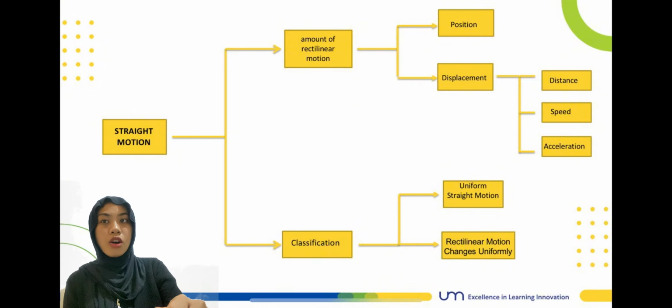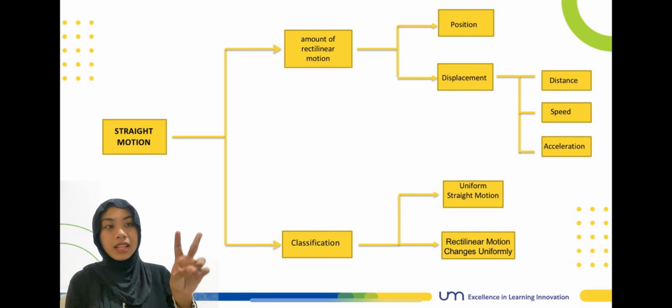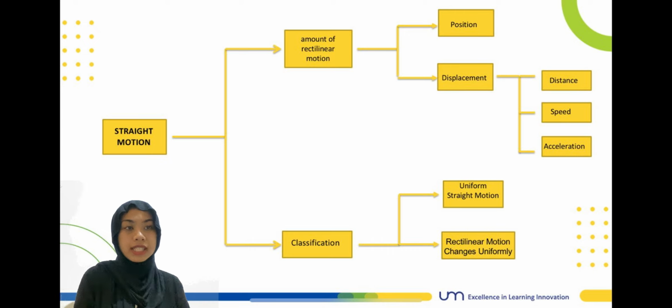The formula of uniform straight motion is s equals v times t, where v equals speed, s is distance, t is time. The second is rectilinear motion that changes uniformly.